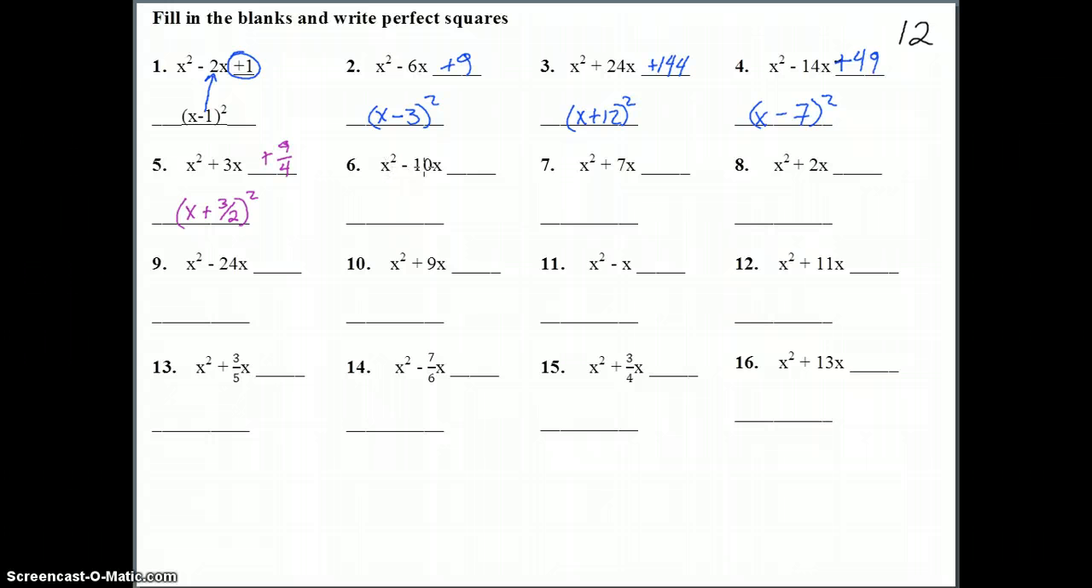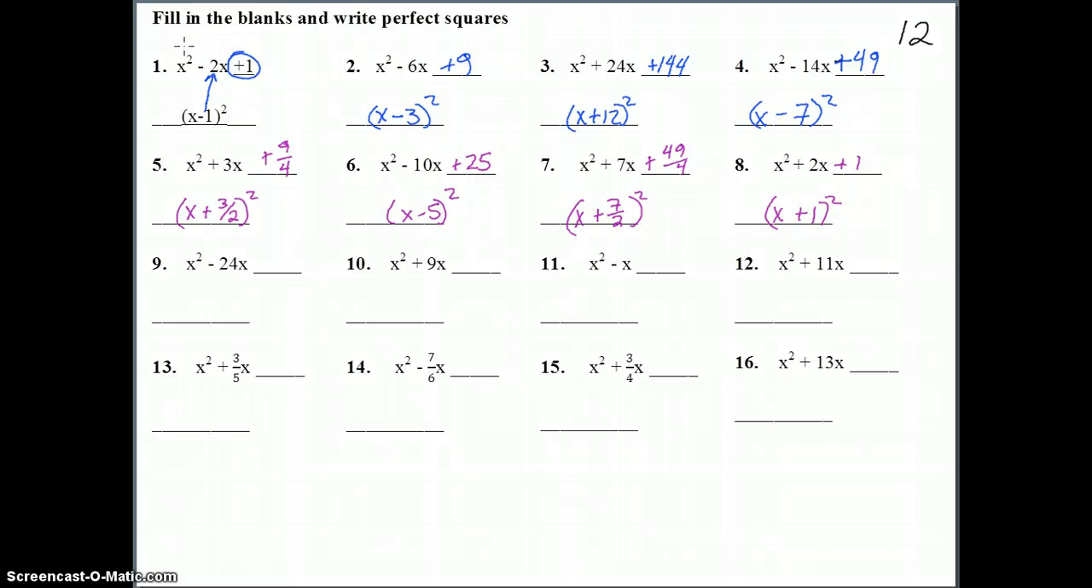Then the next one, half of that is 5. Squared is a 25, so that made x minus 5 altogether squared. Half of that guy is 7 halves, squared is 49/4, which makes x plus 7 halves altogether squared. Half of this is a positive 1, squared is a positive 1, so this is x plus 1 altogether squared.